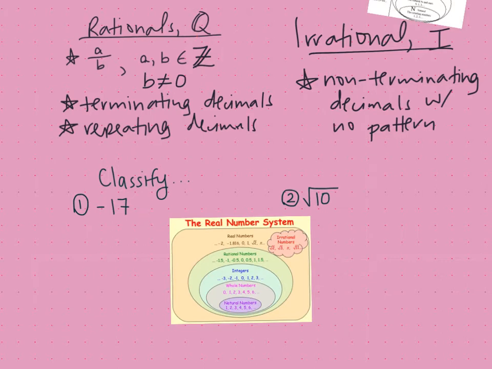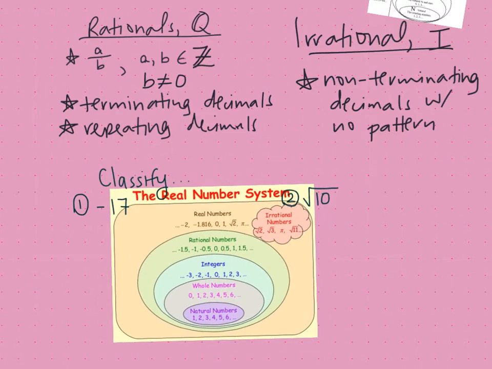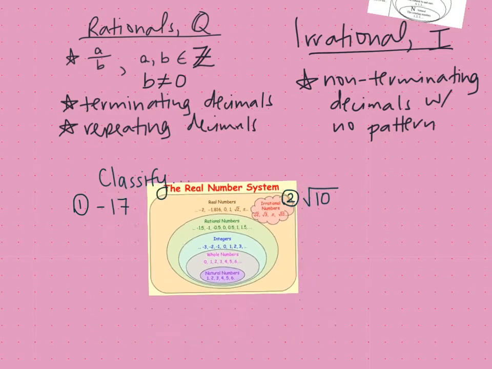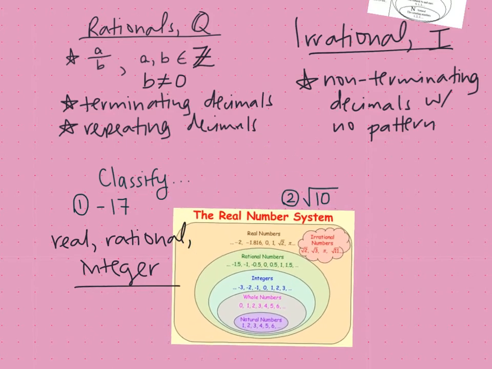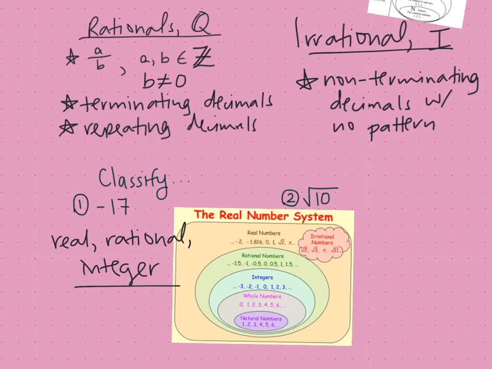So it is a rational number, but we also want to see how far it goes inside the rationals. It's real. It's rational. Does it go further? Is it an integer? Would it be on a number line? Yes, it would be. Does it go further? Is it whole? No. The whole numbers do not include negatives. So, -17 is a real number. It's rational. And it is an integer. Most specifically, it's an integer. When we say something's an integer, we know that it's also rational and real.